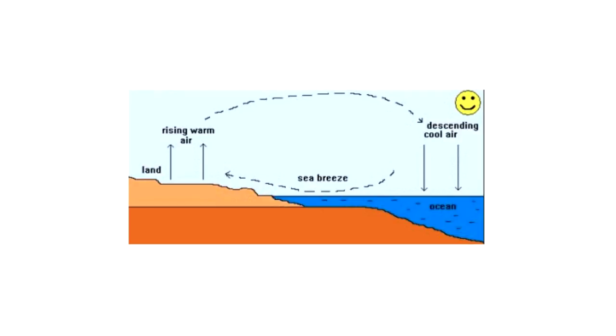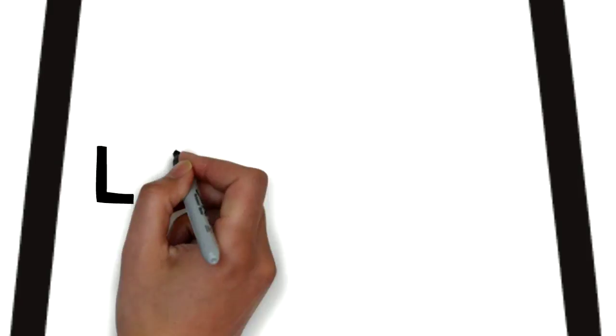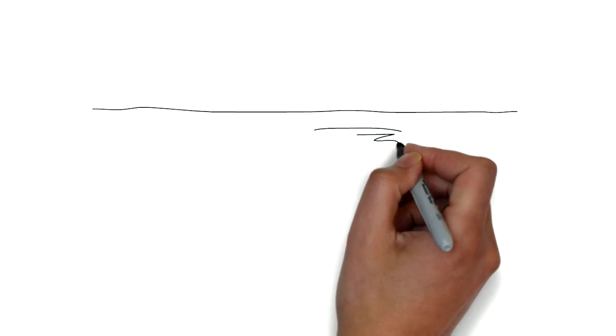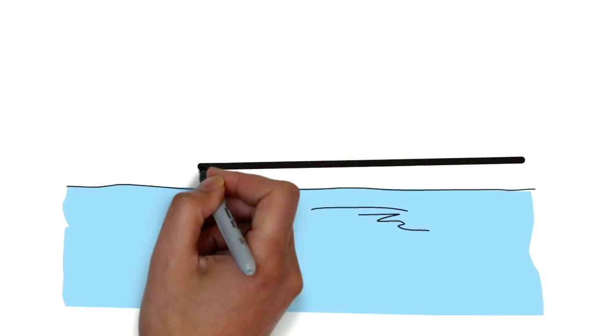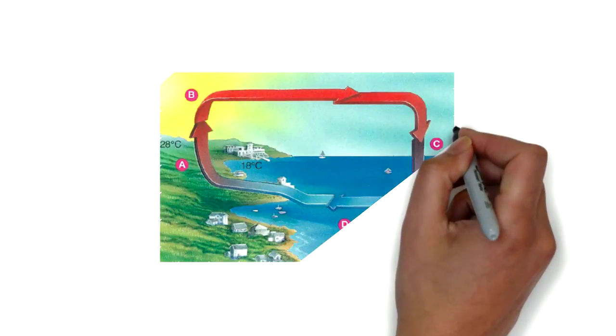The land warms faster than the water because the water has a larger heat capacity. Let's break it down. Sun rays warm the land faster than they warm the water. Warm air is less dense, so that means it rises. Air over the water is cooler, so cool air is more dense, that means it sinks. Cool air flows towards the land to replace the warm air that has risen.